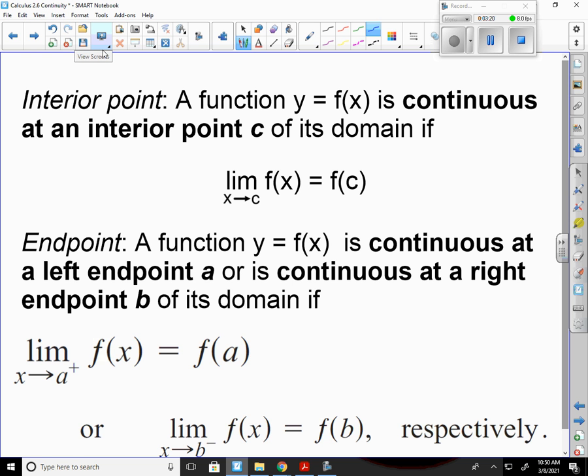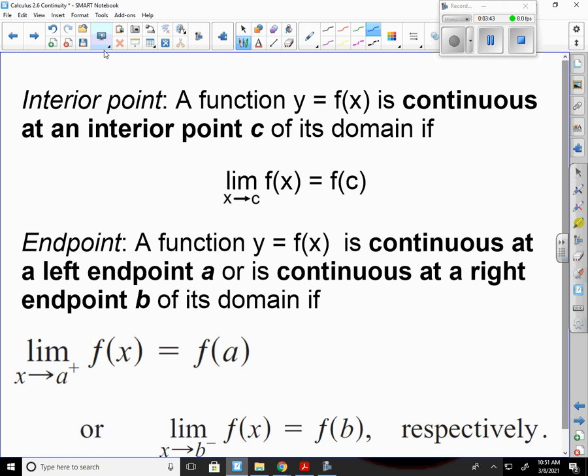Interior point. A function y equals f of x is continuous at an interior point c of its domain if the limit as x approaches c of the function is equal to f of c. In other words, if I plug the point in, if that gives me my limit, then it is going to be continuous there.